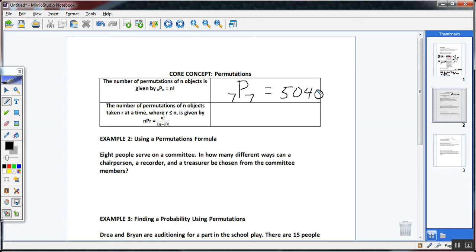Now, another one right here. The number of permutations of n objects taken what? r at a time, where r is less than what? n is given by the following formula. This is read as a permutation of n things, r at a time, and its formula is n factorial over n minus r factorial. But I'm going to help you with the calculator here, kids.